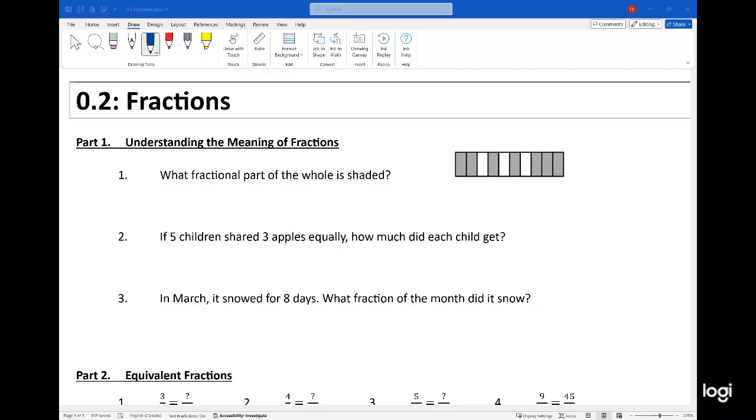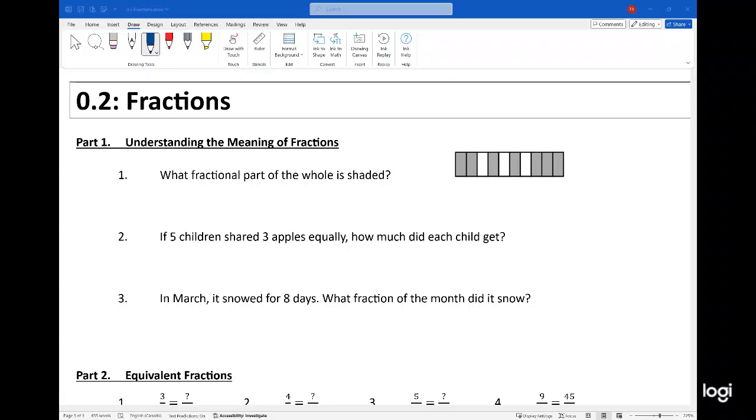Okay, so I'm going to continue with the assumption that you've already attempted the problems and figured out which ones you're having trouble with. But let's take a look at each of the parts independently. For part one, understanding the meaning of fractions, this one's pretty straightforward. Again, I want you to really understand that fractions are just division. It's just something divided by something, or something out of something.